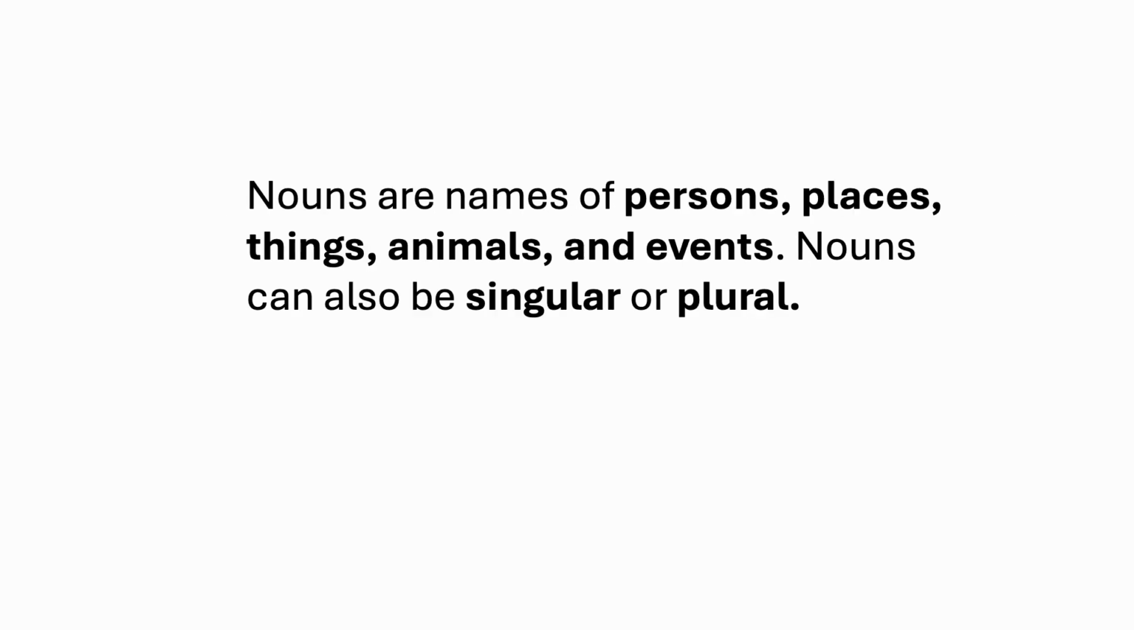Okay, now let's have a little recap. What are nouns again? Nouns are names of persons, places, things, animals, and events. Nouns can also be singular or plural. Like what I taught you in the rap. The rap says, noun is a name of a person, place, event, and thing. So with animals.